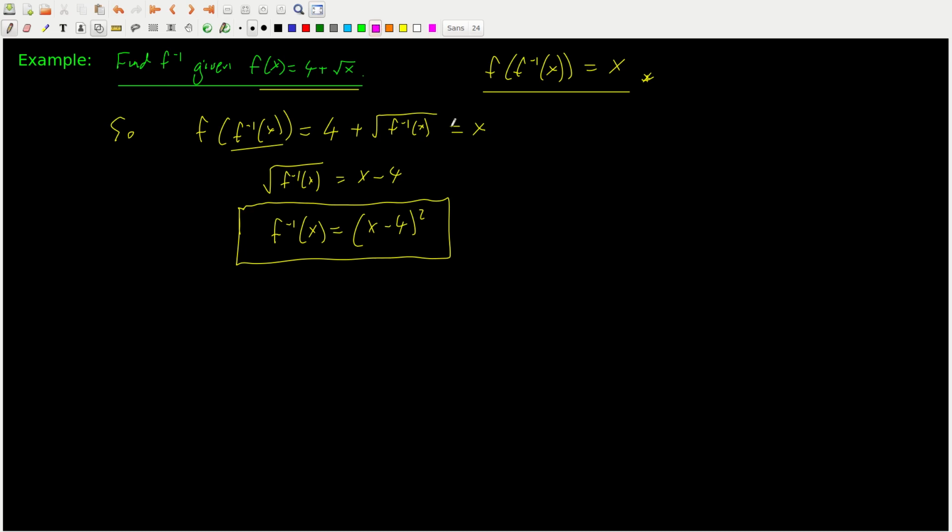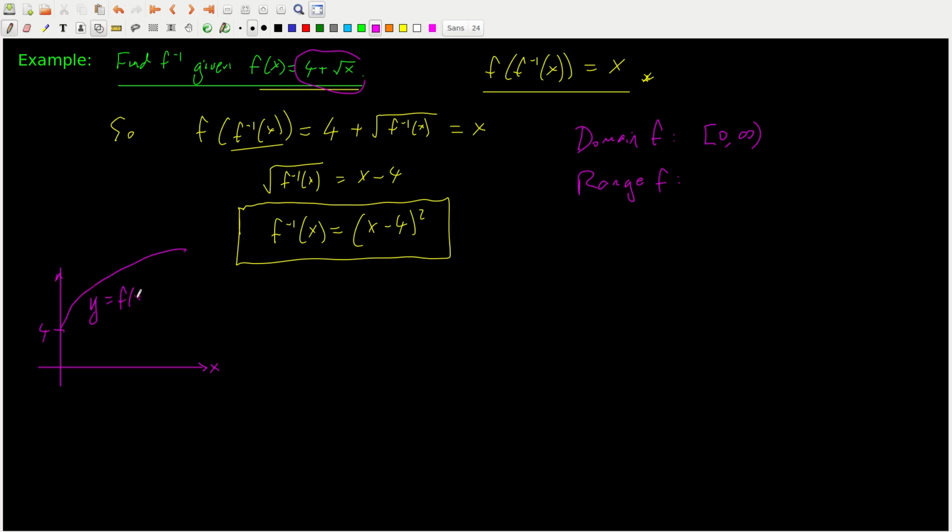But before we do that, let's talk about the domain and range here. Let's talk about the domain of f. The domain of f, looking at this function, is all the non-negative numbers, so 0 to infinity. And the range of f, well, if you sketched a graph of this function, you would find that it is the square root function, which has a range of 0 to infinity, but it's been moved up 4. So it looks something like this. So here's a graph of our function f of x, and that means that the range of this function is 4 to infinity, all the possible y values.